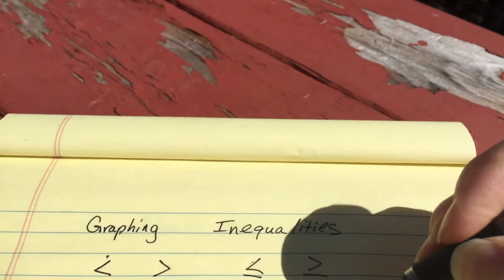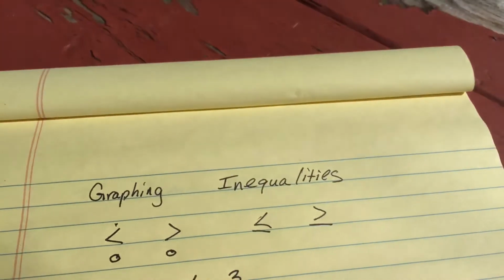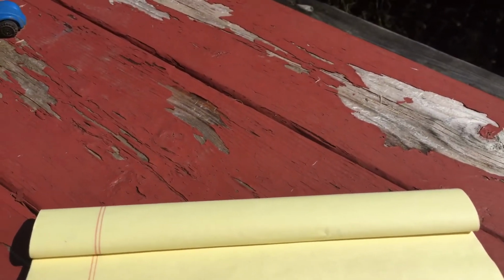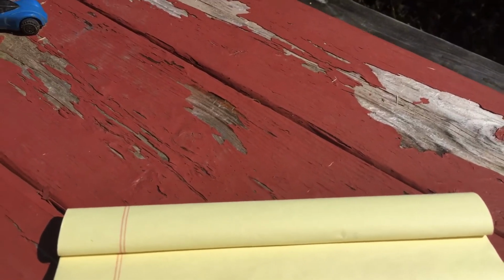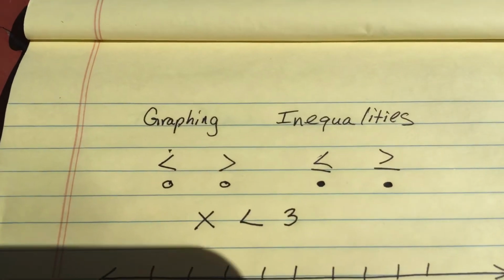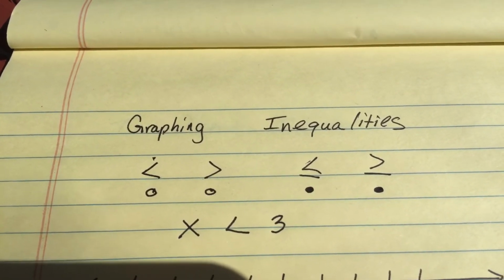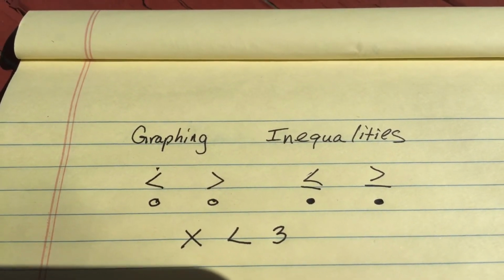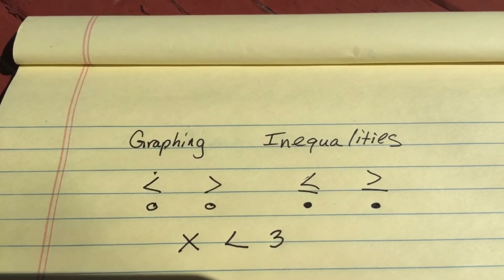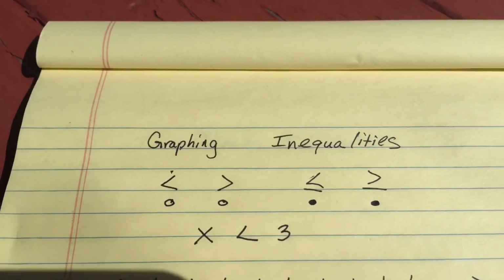But if we have the less than or equal to, these are going to be closed dots, okay? Because if we had x less than or equal to 3, that means it also can be 3. So let's take a look.